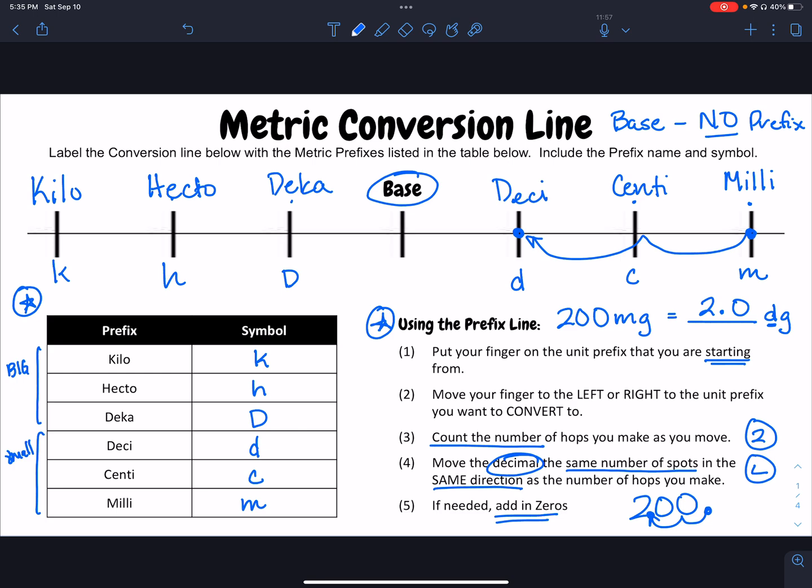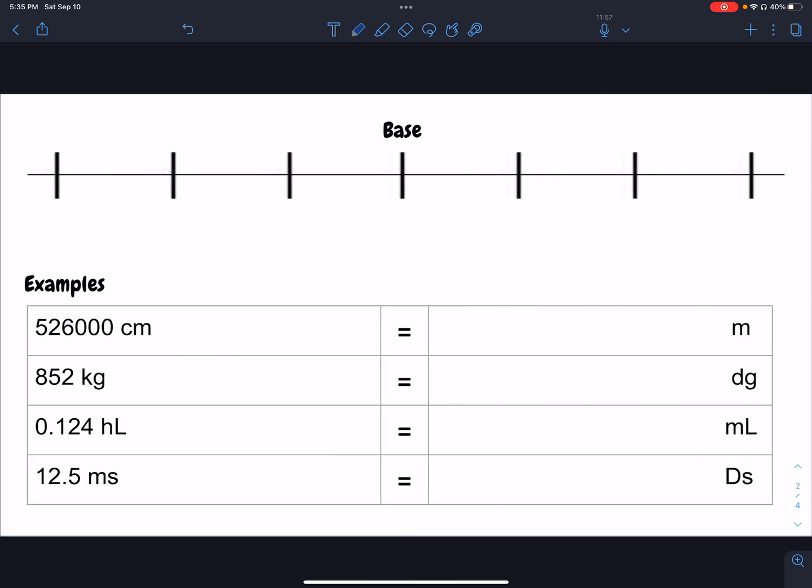Okay? Let's practice a little bit. So we're going to come over to this page where I have a blank line. We'll fill it in together again. This time we'll start on the far left with kilo.